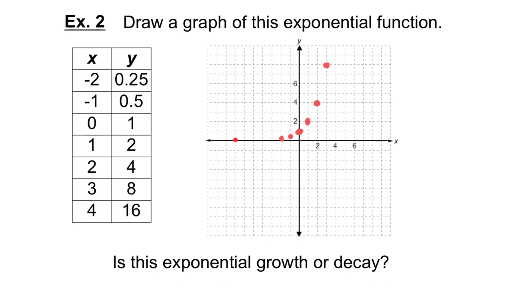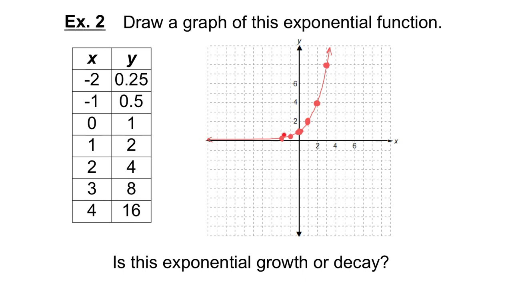Is the y value ever going to reach 0? No, but it's going to get really, really close because the numbers keep getting smaller and smaller. So your graph is going to look something like this. Remember to put arrowheads to indicate that this function keeps going in either direction.